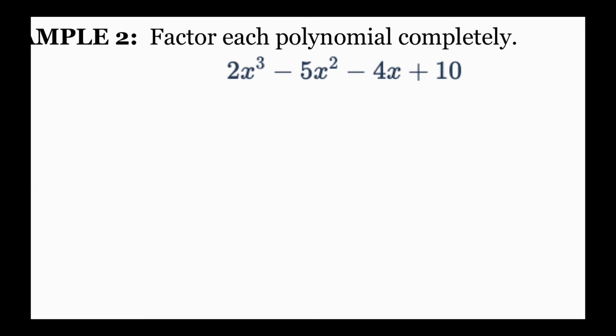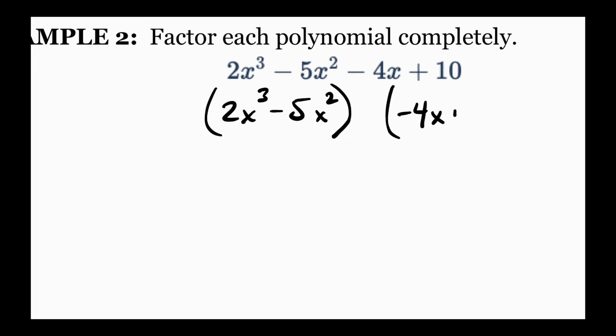So let's put the first 2 into a group and the second 2 into a group. Plus in the middle, always a plus in the middle. The signs go with the number. And then you always just add a plus in the middle.